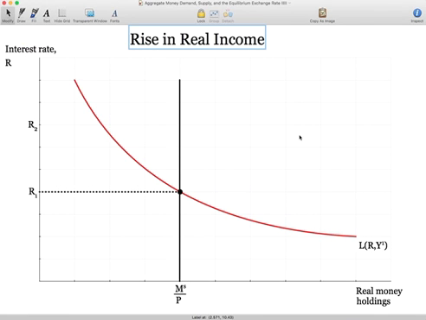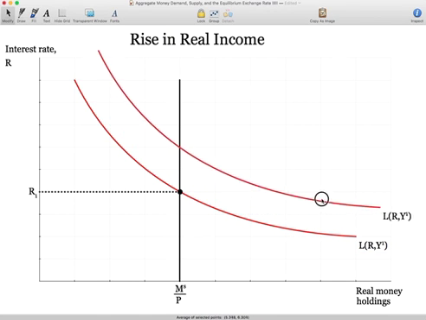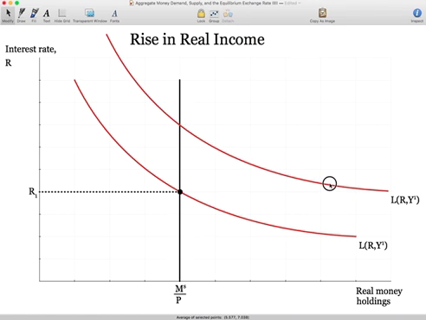Further, we want to take a look at what happens if real income increases. And I should have deleted that out there. So here we are at our original equilibrium. We have the real supply of money intersecting the real demand for money, and that gives us the equilibrium interest rate. As we showed in a previous slide, if there's a rise in real income, this causes the demand for money curve to shift to the right.